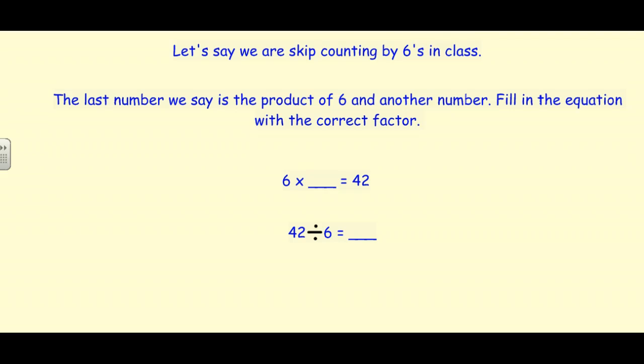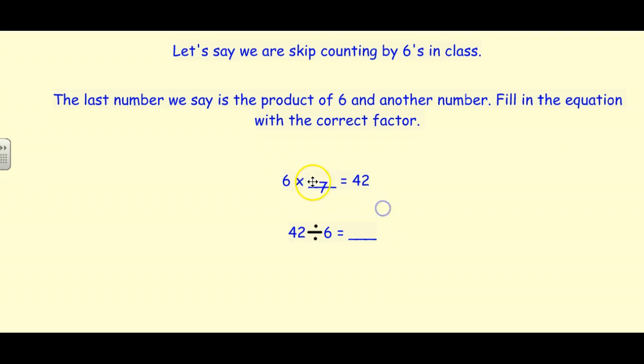Okay, let's say we are skip counting by sixes in class. The last number that we say when we are skip counting is the product of 6 and another number. Fill in the equation with the correct factor. So I'm skip counting in class. We know that we're skip counting by 6, and I stop skip counting when I get to 42. So you have to ask yourself, what are you multiplying 6 by to get to 42? If you need to draw an array or equal groups to help you solve this equation, I want you to push pause to do that.